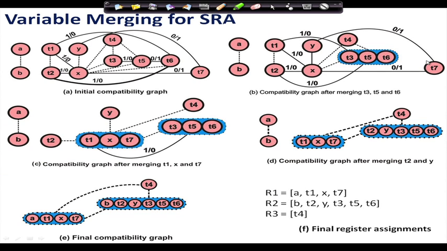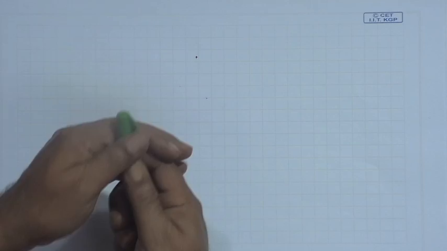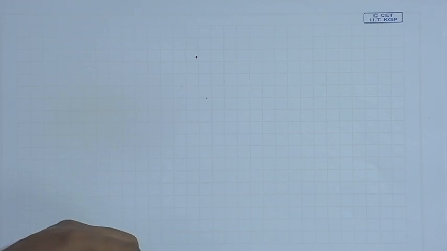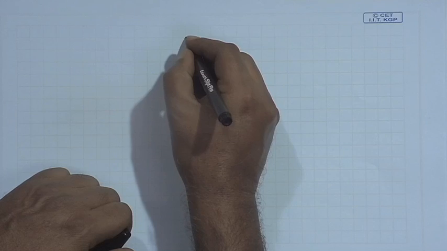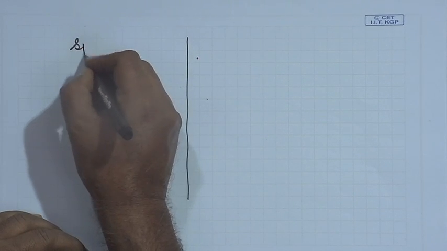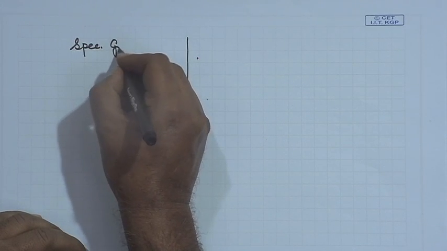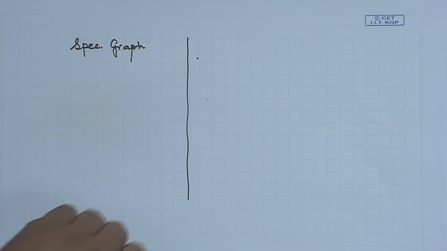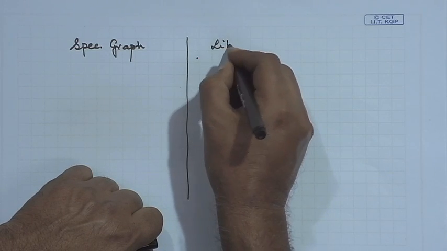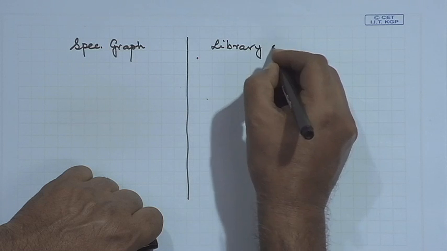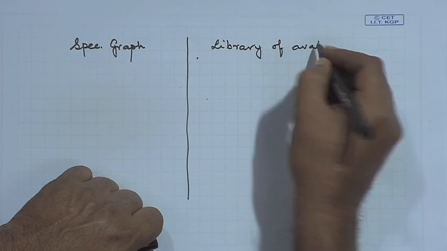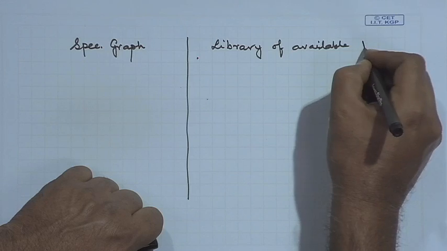Now, one thing I should have mentioned: when I created this precedence graph, I also looked at the library of functional units that are at my disposal. Whenever I am doing this, I am given a specification graph, and on the other hand, I have got a library of available functional units.